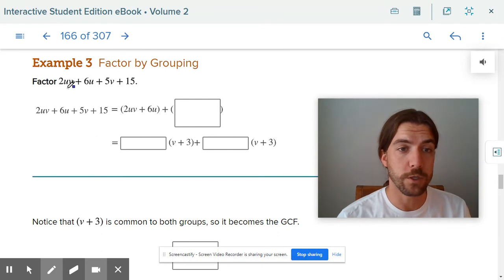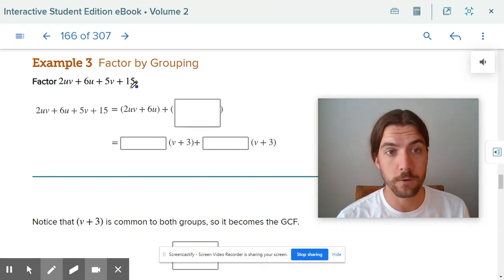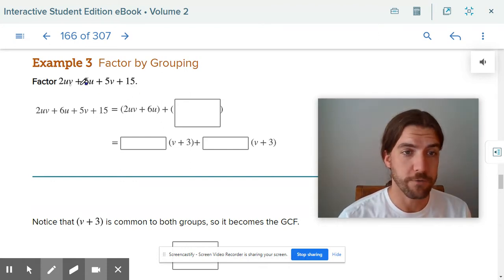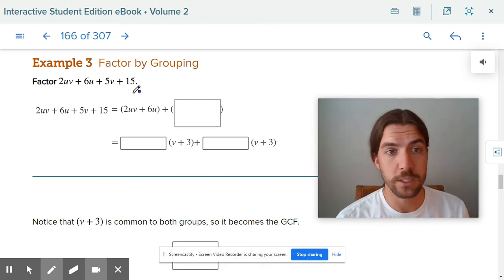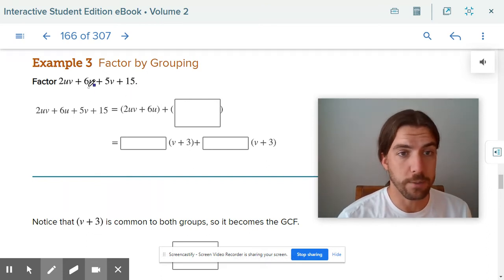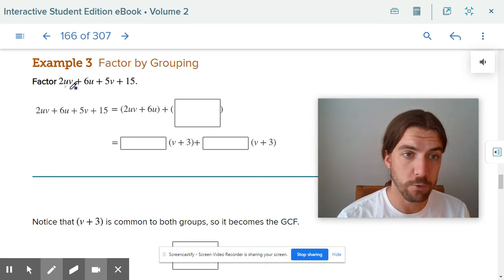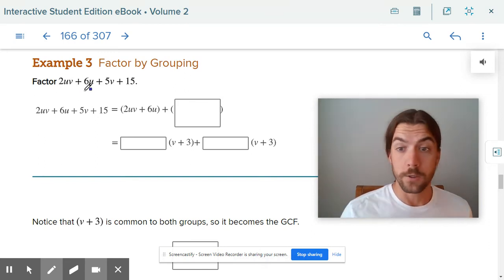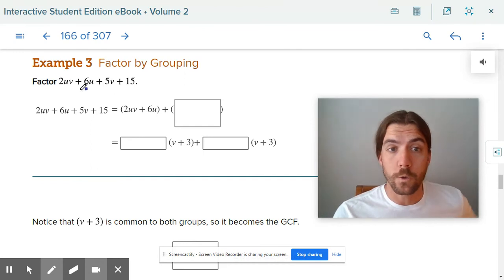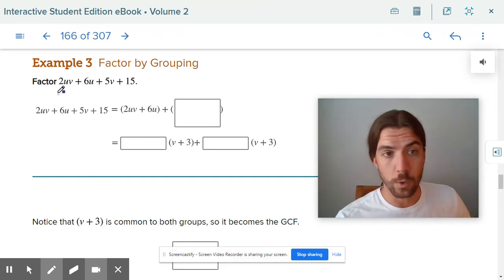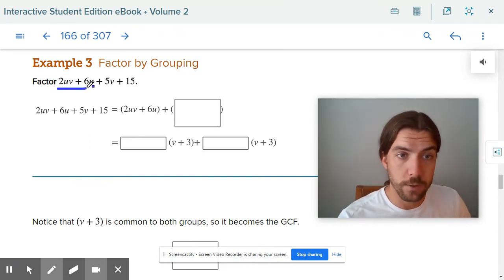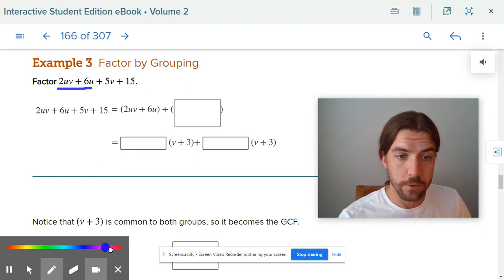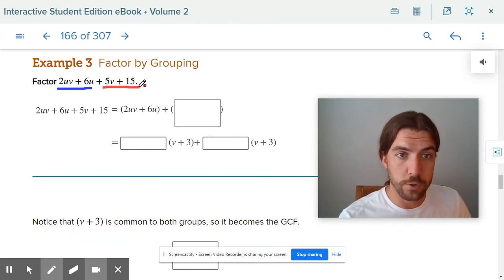We don't have something that we could divide everything here by. So for example, we can't divide everything by u because there's not a u in everything. Can't divide everything by v because some of these are missing v's. Can't divide everything by 2 because we have some odd numbers over here. Can't divide everything by 3 because we have an even number, things like that. So what we're going to do is make groups that are easier to work with. One group is going to be this one, and the other group is going to be the other 2 terms.